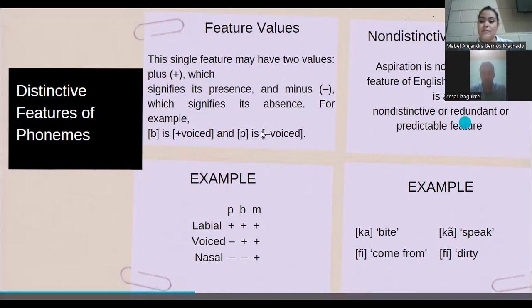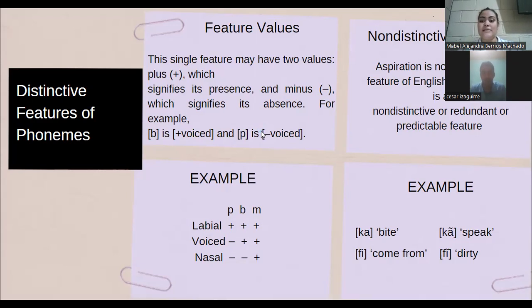Non-distinctive features. Aspiration is a non-distinctive feature of English consonants. It is a non-distinctive, or redundant, or predictable feature. Some examples of feature values are, for example, labial: the letter P, the sound P, is labial. P, B, and M are labial.